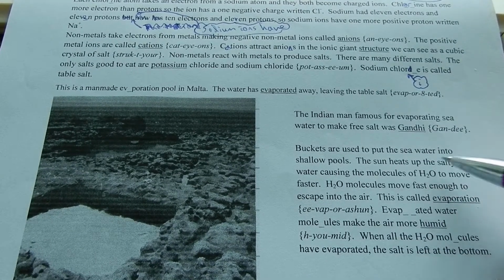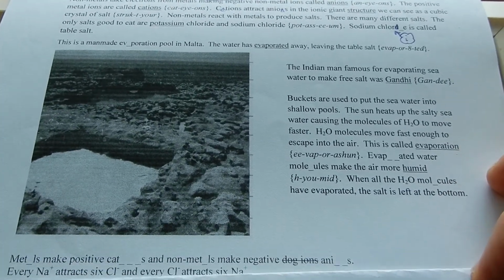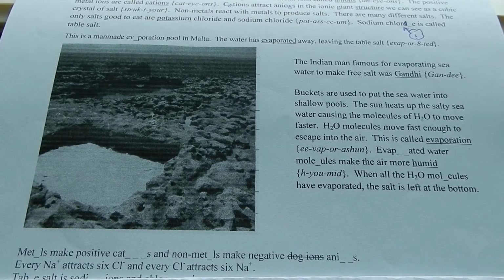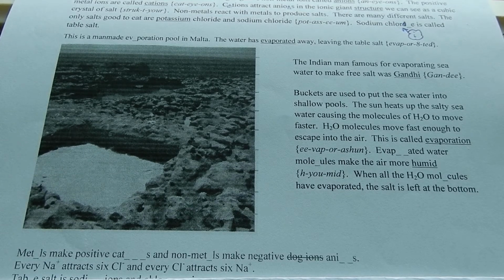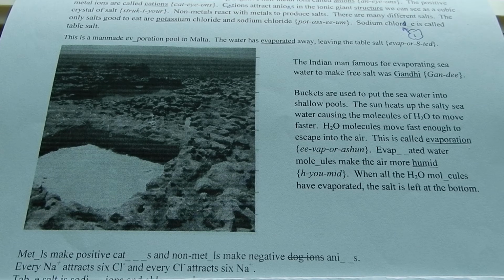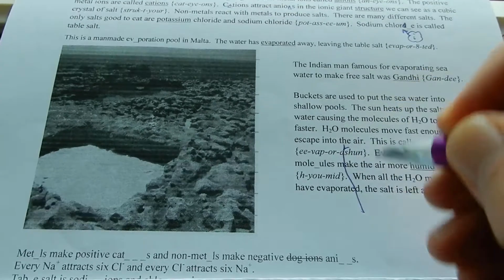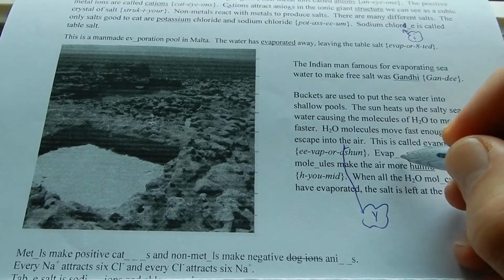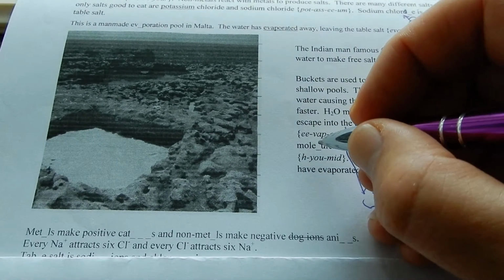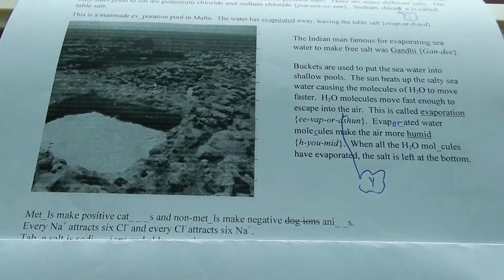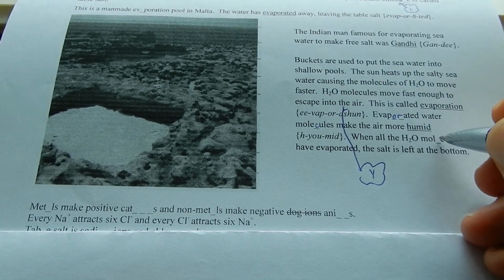Buckets are used to put seawater into shallow pools. The sun heats up the salty seawater, causing the molecules of H2O to move faster. H2O molecules move fast enough to escape into the air. This is called evaporation. Evaporated water molecules make the air more humid. When all the H2O molecules have evaporated, the salt is left at the bottom.